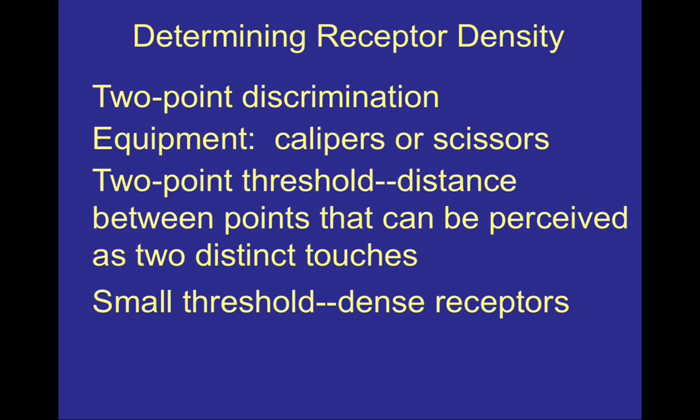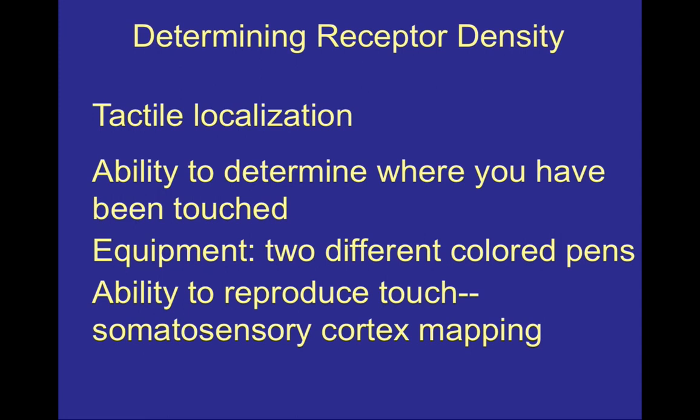You'll repeat this experiment on your calf, on your palm, and on your thumb. What you should expect to see is at the areas of your body where there's a denser receptor arrangement, you should find that the two-point threshold is smaller in those areas. The denser the receptors are, the better we can sense and distinguish 2 different points. This is two-point discrimination. The next concept that I want to share with you is tactile localization.